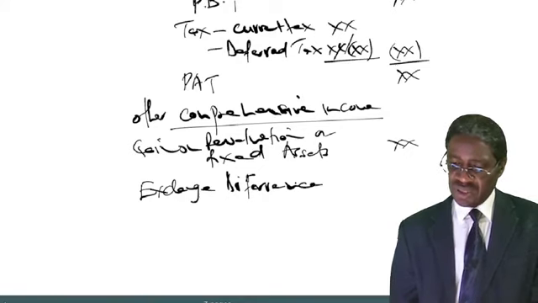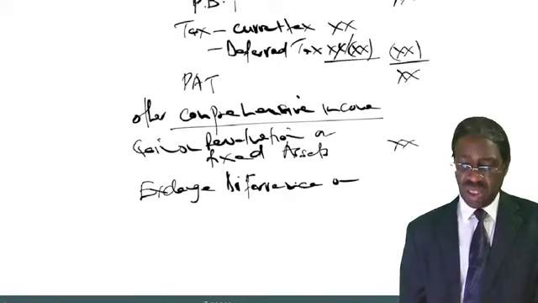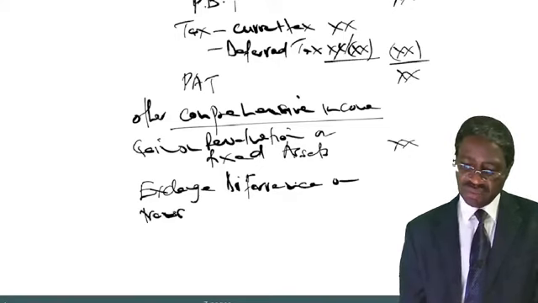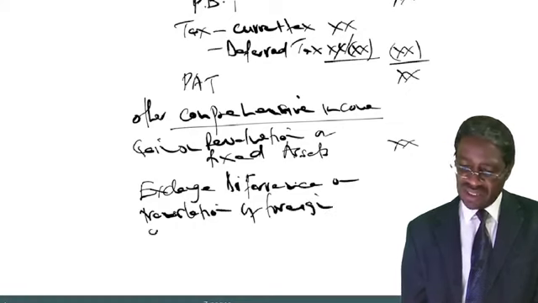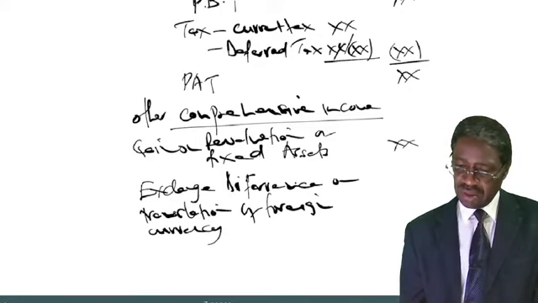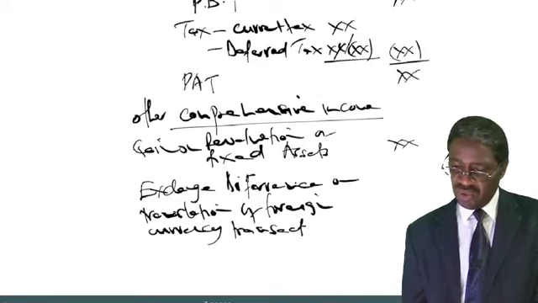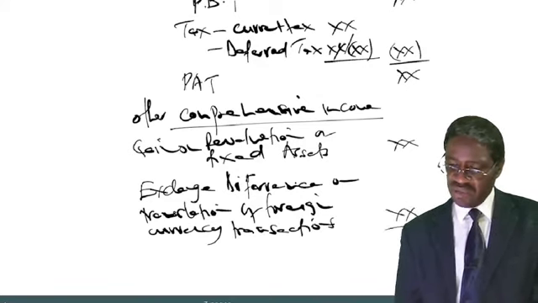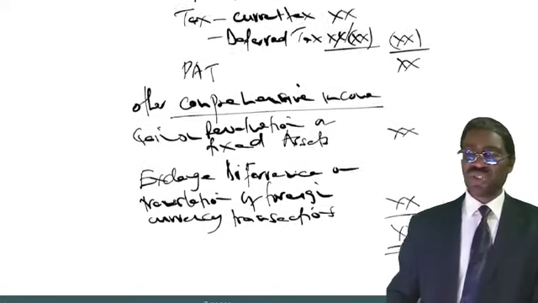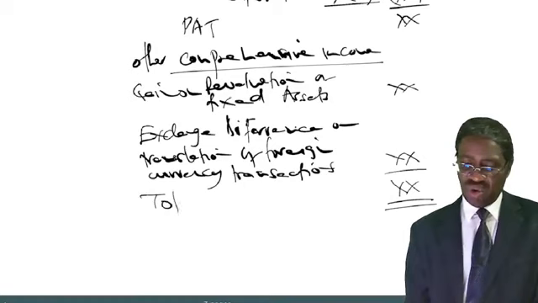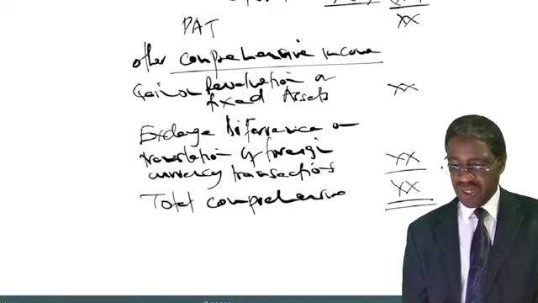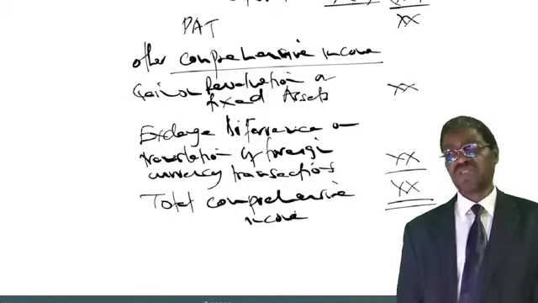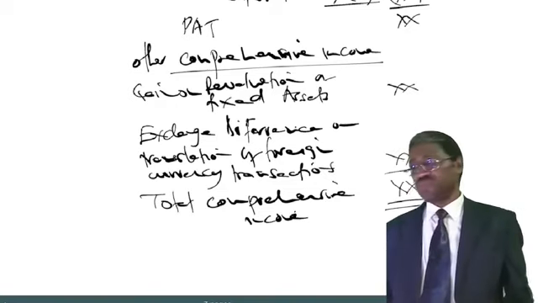Exchange difference on translation of foreign currency transactions. Whatever that may be, get the totals. We have said that total is what you call total comprehensive income. Good.